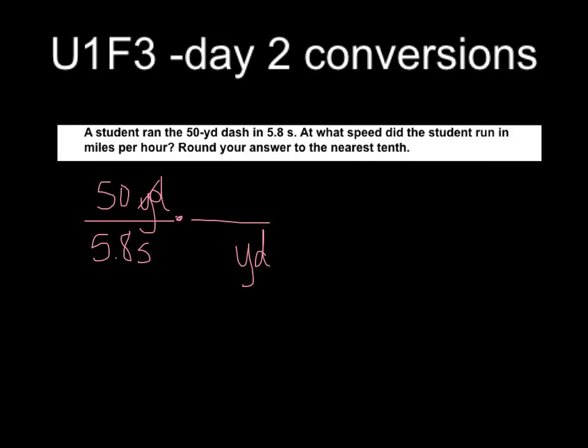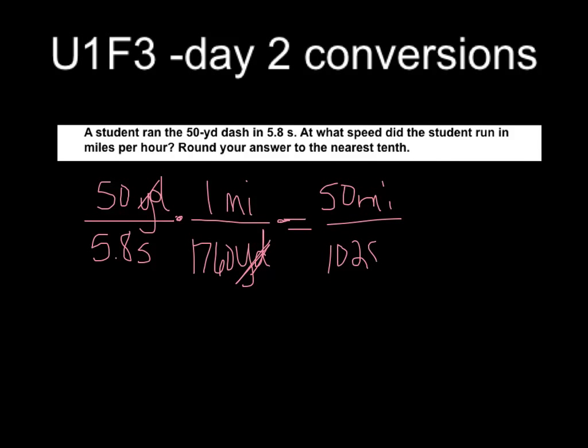There is 1,760 yards in 1 mile. And I got that off the conversion chart, which you will have. So the yards cancel. Now I got miles, which is where I want. You can go ahead and figure out what you have now. So that would be 50 miles. And then 5.8 times 1,760 is 10,208.